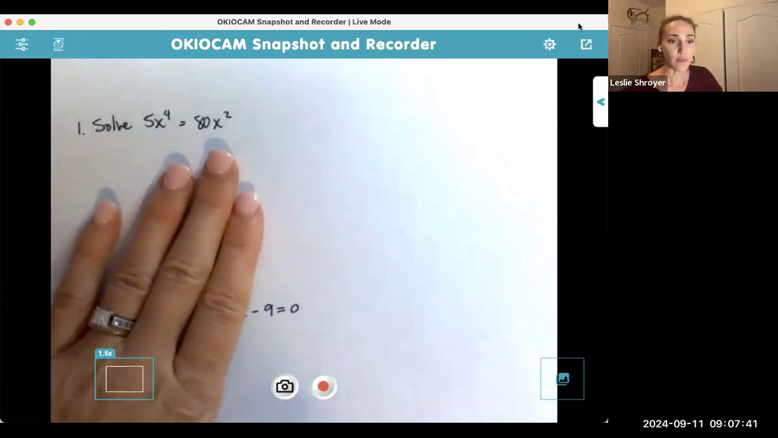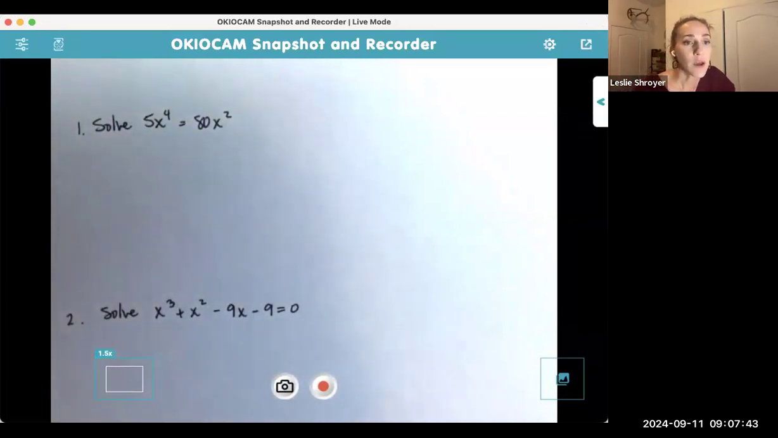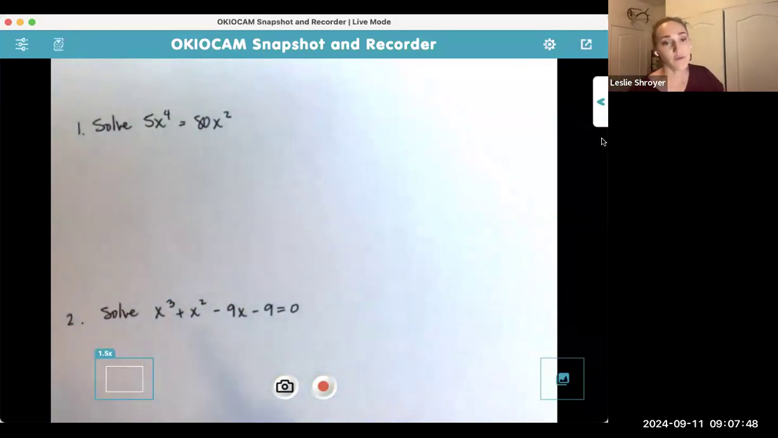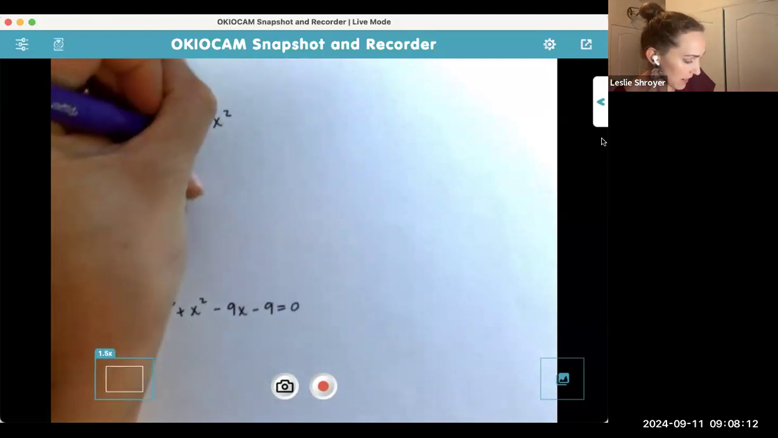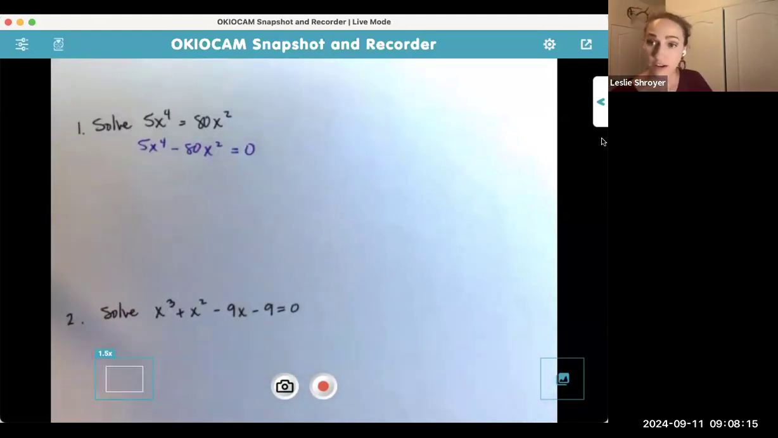So starting off with just solving polynomials, we have example one, solve 5x to the fourth equals 80x squared. Well, all polynomials, we love setting them equal to 0. So generally speaking, I like the highest degree, in this case the fourth, the highest exponent, to be the positive term. So I'm going to subtract that 80x squared over, so that I have 5x to the fourth minus 80x squared equaling 0.